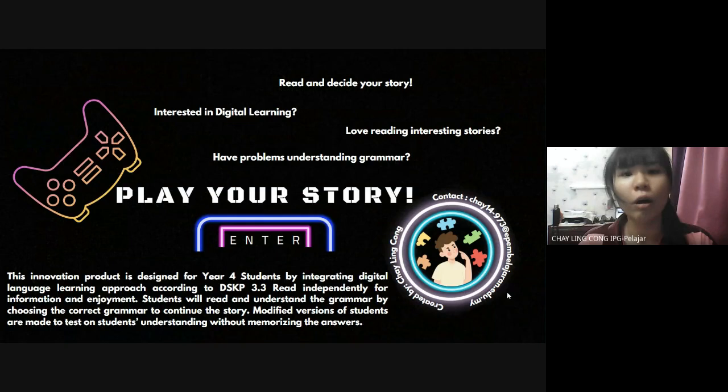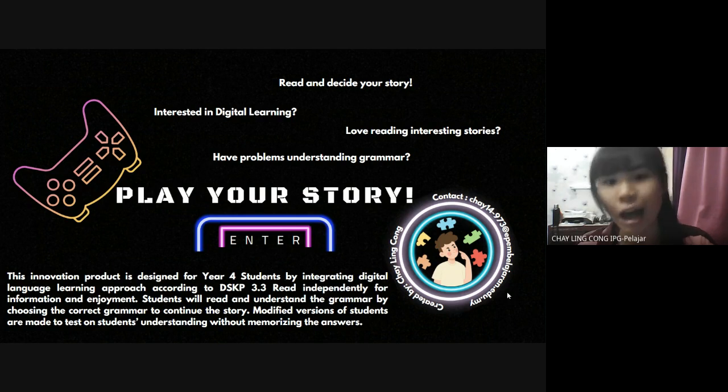What I'm going to propose is to create a digital innovation app to play a story game. It is an interactive story game designed for Year 4 students by integrating the digital language learning approach, DLL, according to DSKP 3.3, read independently for information and enjoyment.